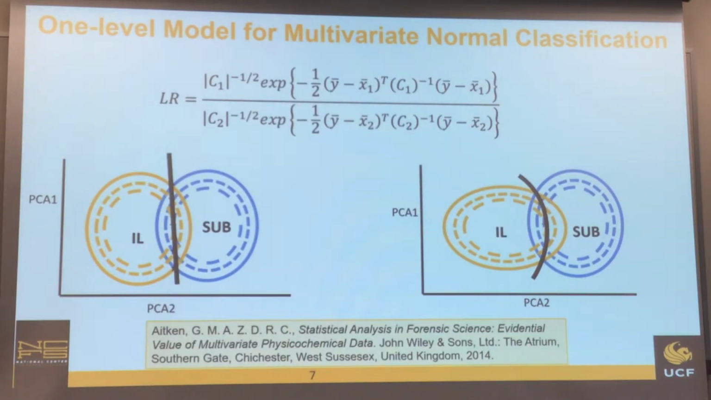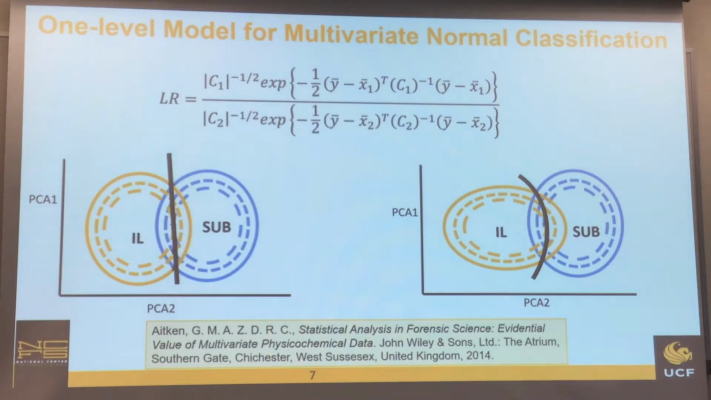Now, the way in which these likelihood ratios were calculated is through a one-level or single sample measurement model, in which the numerator is representative of ignitable liquid, in which C1 and X bar 1 are the covariance matrix and the mean for the ignitable liquid class, respectively, and the denominator is representative of substrates, in which C2 and X bar 2 are the covariance matrix and the mean for the substrate class, respectively.